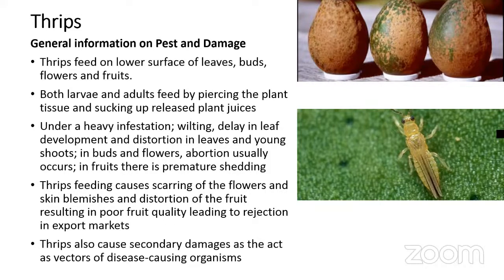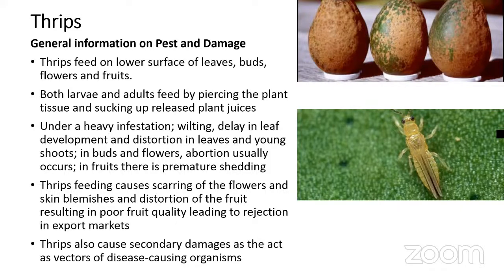Both larvae and adults feed by piercing the plant tissue and sucking up, releasing the plant juices. So the feeding mode of the thrips is that they will pierce the fruit, then the sap will come out and they will start feeding. Under heavy infestation, you see wilting in the plant. There will be delay in leaf development and distortion in leaves and young shoots.